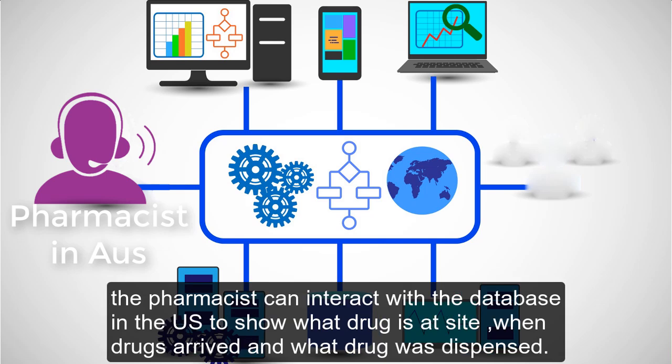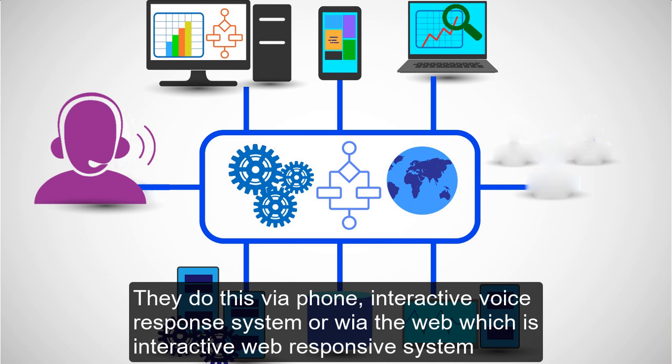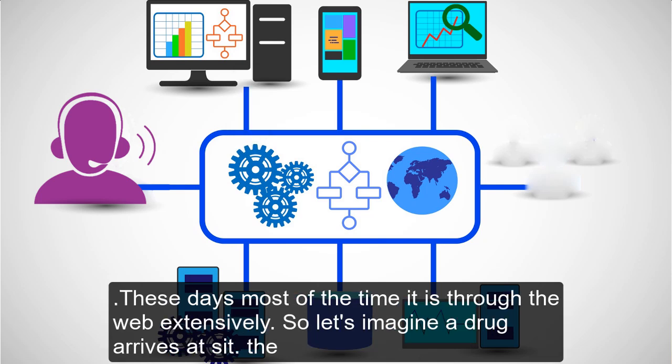The pharmacist can interact with the database in the US to show what drug is at site, what drug arrived and what drug was dispensed. And they do this via the phone, that means IVRS, Interactive Voice Response System, or via the web, which is Interactive Web Responsive System. These days, most of the time, it is through the web. So we'll be using IWRS extensively.